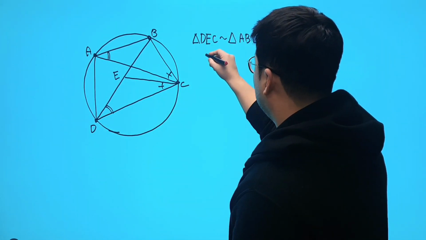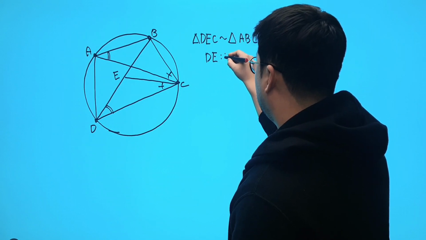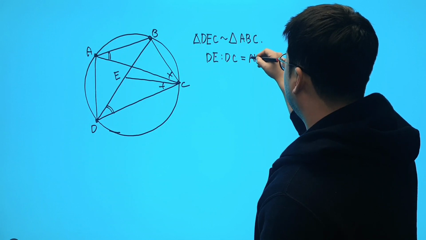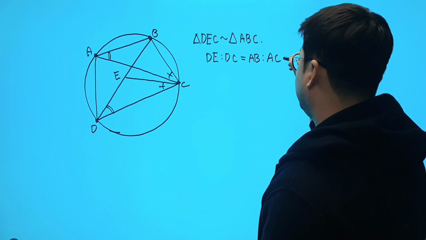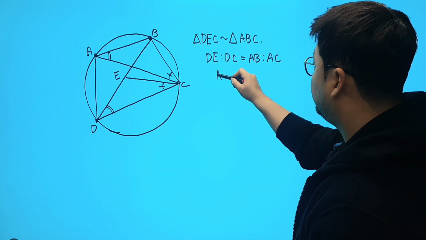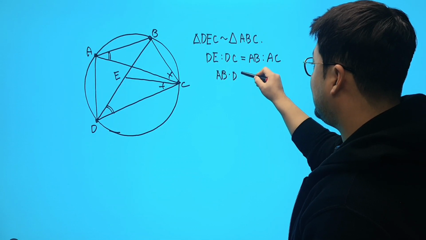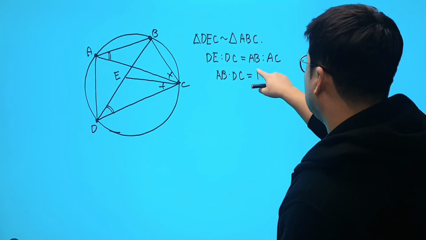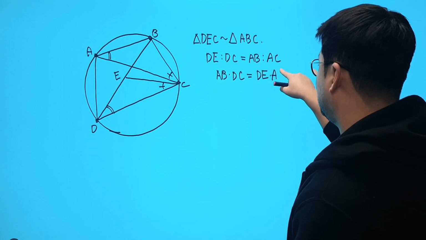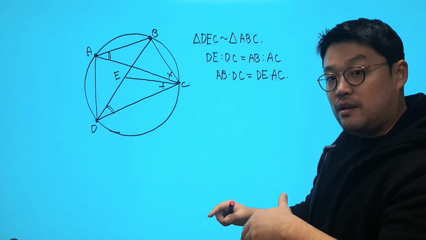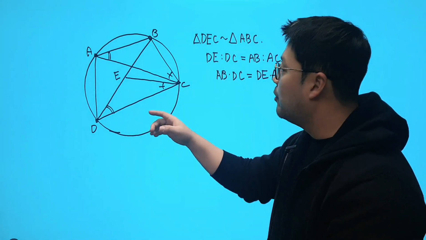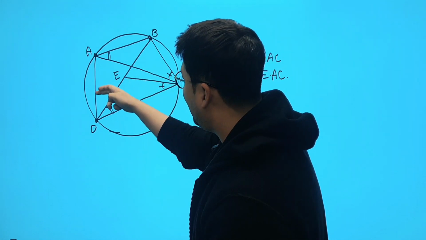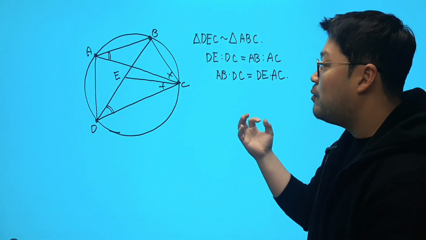So here's what's going to happen. DE to DC, which is 1, 2 to 1, 3, equals AB to AC. So we get AB times DC, which is going to be the same thing as DE times AC. Right, so that's for part one. Now, let's check out triangle BEC and triangle ADC, like this.